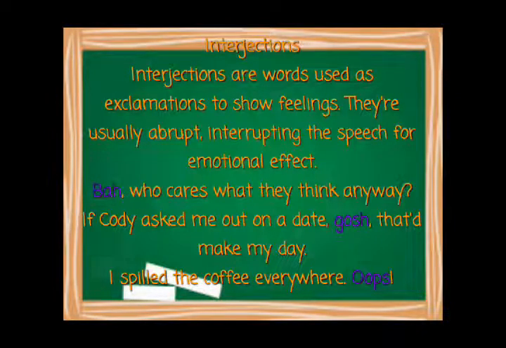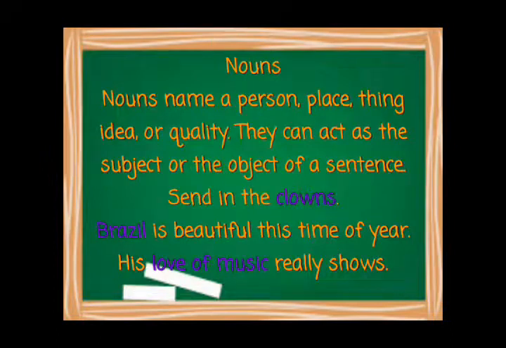We have here the nouns. Nouns name a person, place, thing, idea, or quality. They can act as the subject or the object of a sentence. So a noun is the name of a person, place, thing, or idea. We have here three examples. Send in the clowns. So we have here the clowns.